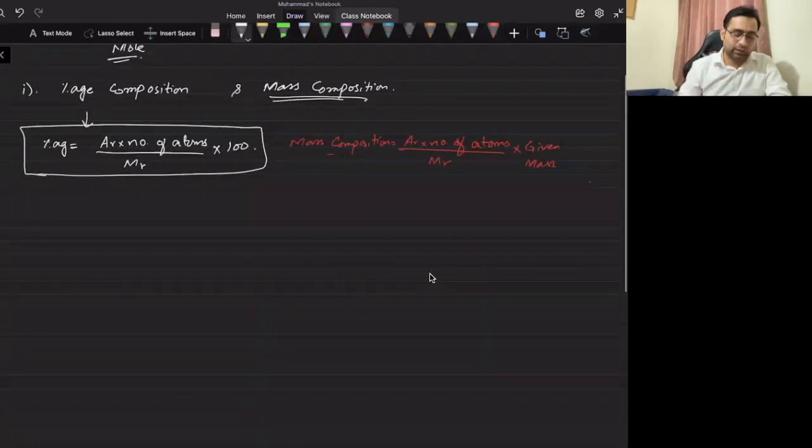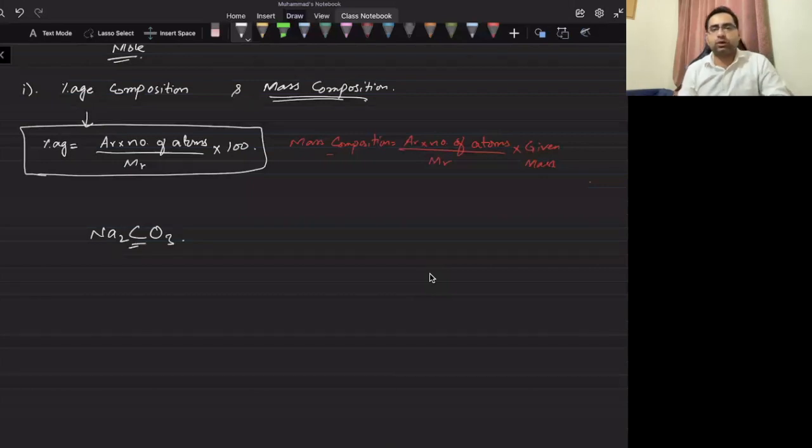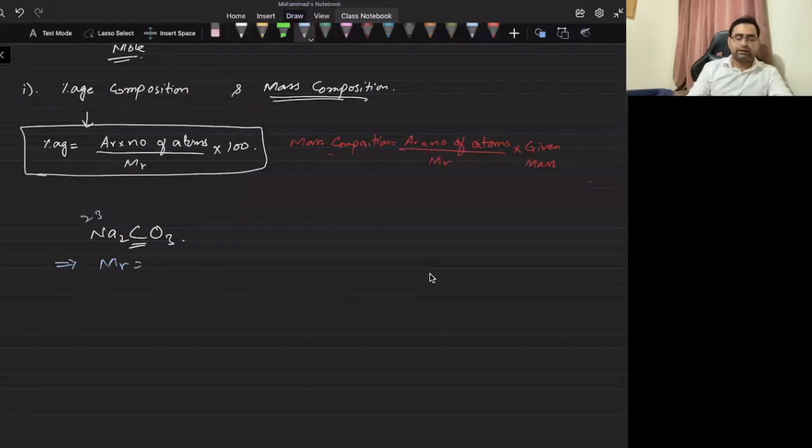For example, we have sodium carbonate, Na2CO3. How can we find out the percentage composition of carbon in sodium carbonate? First of all, you will find the Mr of sodium carbonate. To get it, you take Ar from the periodic table: sodium is 23, carbon is 12, and oxygen is 16. So the Mr for sodium carbonate is 23 times 2 plus 12 plus 16 times 3, which is 106.